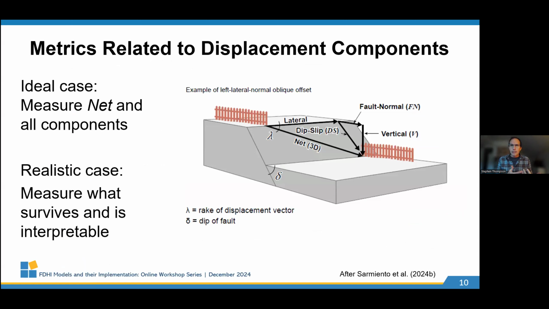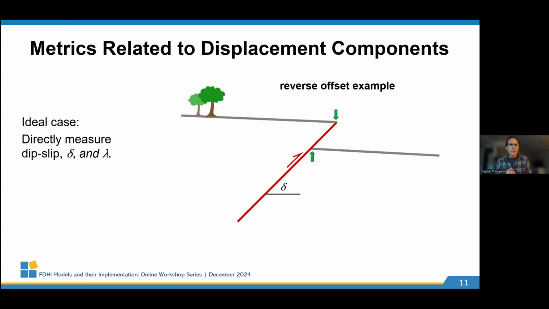But the realistic case in the data that goes into the database that we're able to model is that we can only measure and then we can only record what survives and what's interpretable. So having a fence as an offset marker is an ideal case that very infrequently occurs, and we have to recognize the incompleteness of a messy data set. And so here we'll show a few examples.